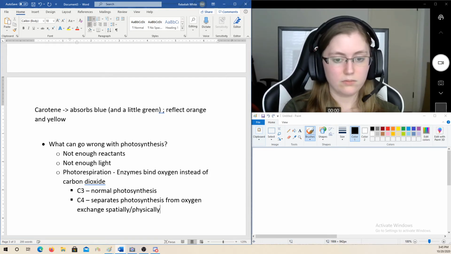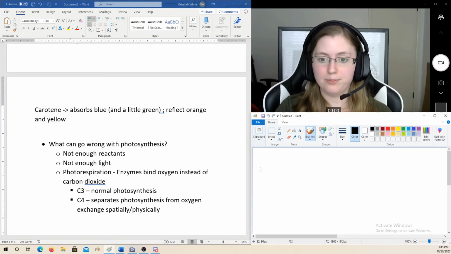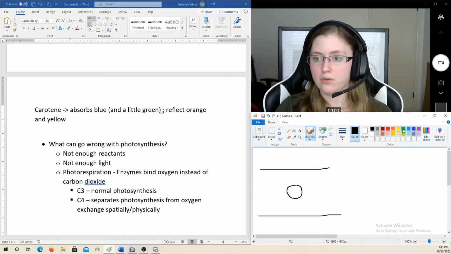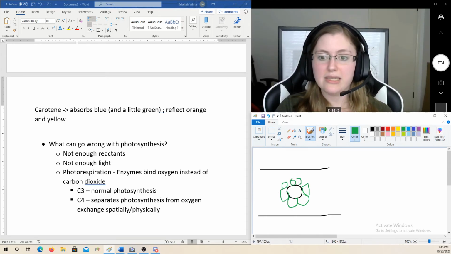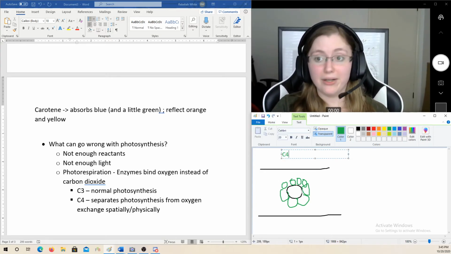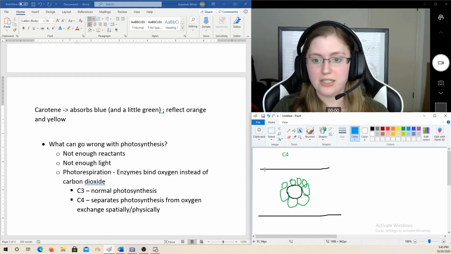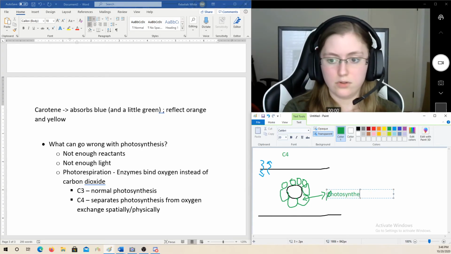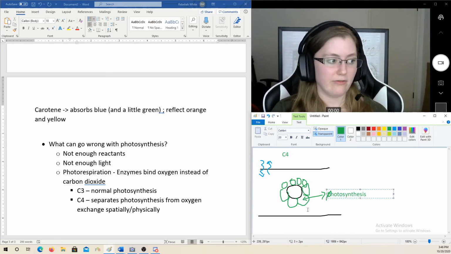So you might see a leaf diagram that looks like this. We've got the edges of our leaf, and we have a tube, and then we have a lot of green cells around the tube, right? This is a diagram of a C4 leaf, and these are called the bundle sheath cells. Gas exchange is going to be occurring up here, like this, and photosynthesis is going to be occurring here. So they are physically separated from each other.